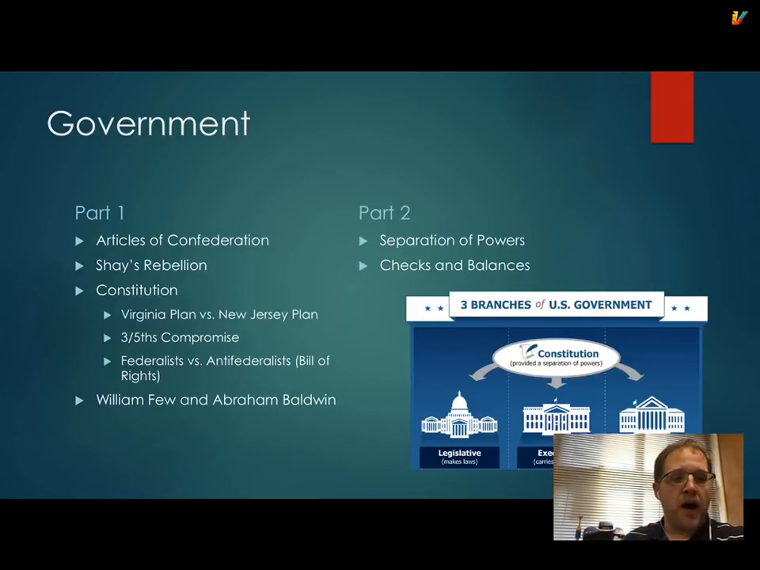Then the two men at the bottom there are the signers of the Constitution from Georgia. William Few, basically all you have to know is that he signed the Constitution from Georgia. Abraham Baldwin, though, he's important because he's the one who changed his vote during the voting of the Constitutional Convention, and he's the one who helped get the Great Compromise passed. We also would want to know that he becomes the first president of the University of Georgia.